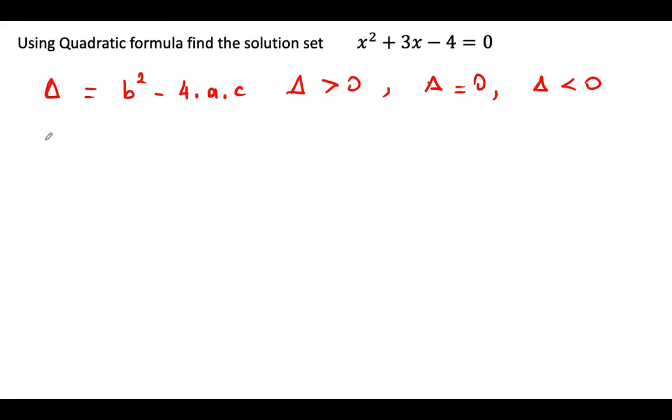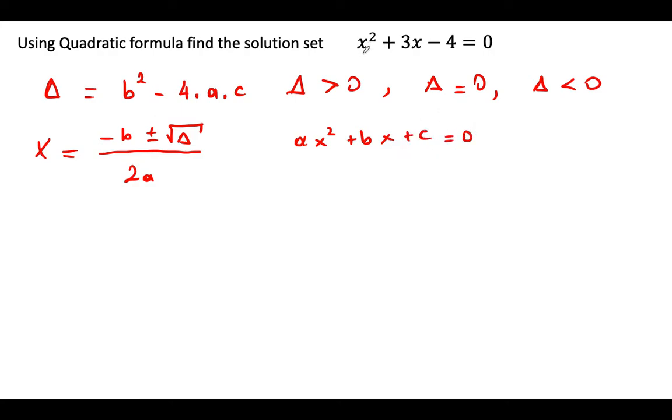To find these roots, we use the formula. The x is equal to negative b plus minus square root of b squared minus 4ac divided by 2 times a. Delta is b squared minus 4ac. So in our question, and by the way, how is our standard form? Ax squared plus bx plus c is equal to 0.